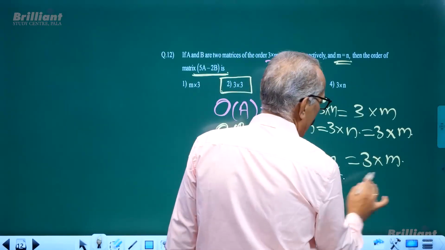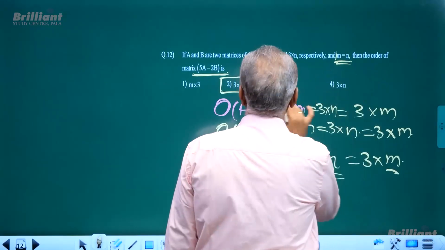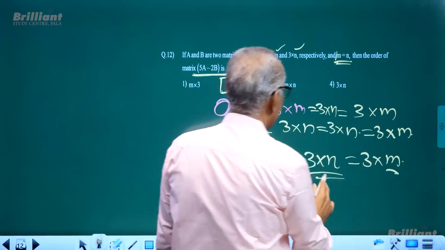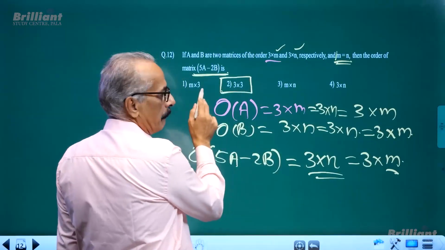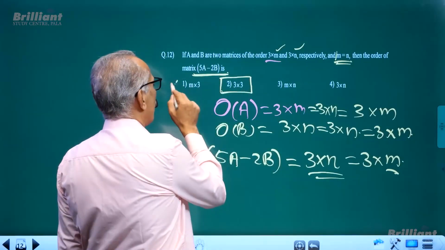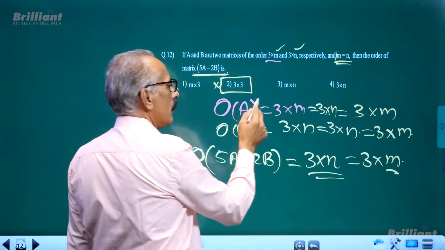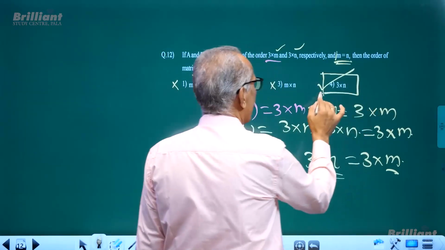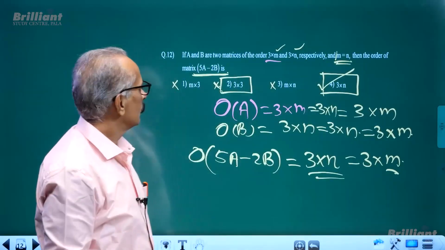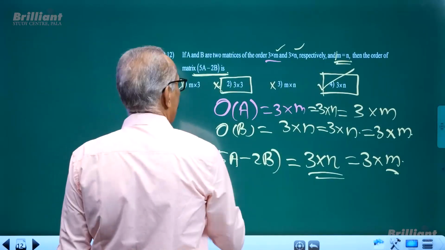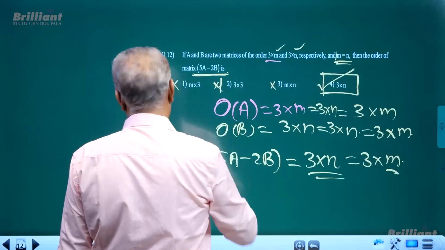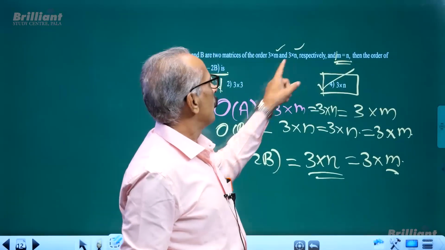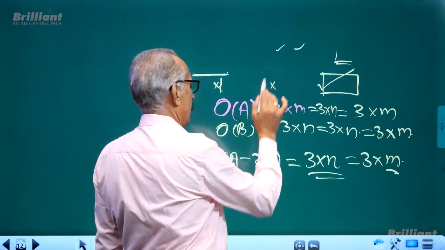But m and n are equal, only given. So m is equal to n. So your answer is either 3 by m, m by 3? No. 3 by 3? Maybe. m by n? Maybe. This is the correct answer, 3 by n. 4 is the answer. Right? 4 is the answer. Correct. That's why m is equal to n is given. 3 by m, 3 by n.